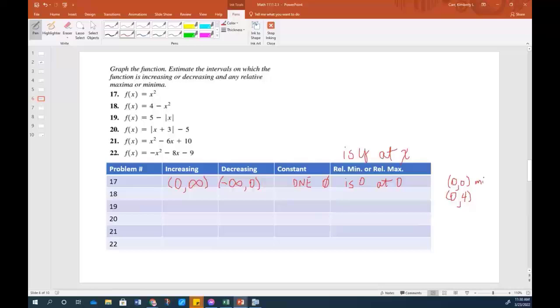By the way, this one was a minimum. This one is a maximum, relative actually. If I wanted to fill this in, the maximum is 4, and it's at 0.